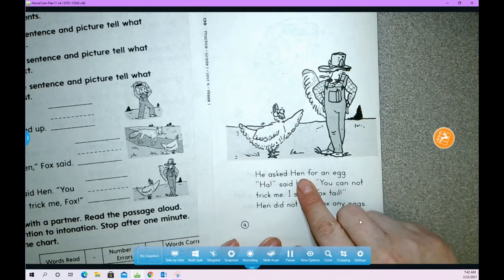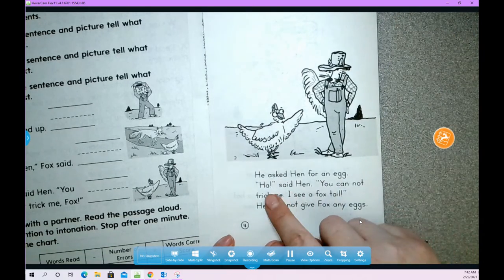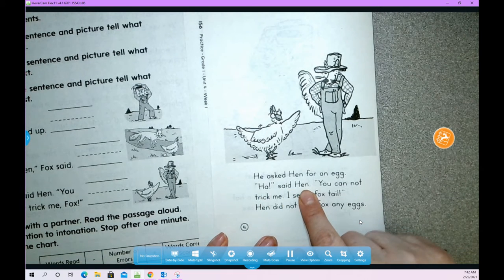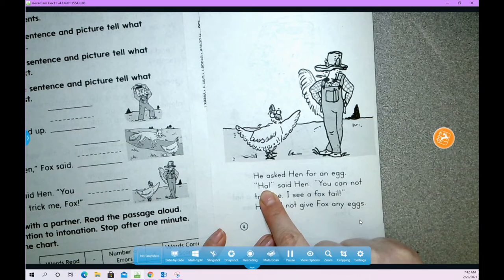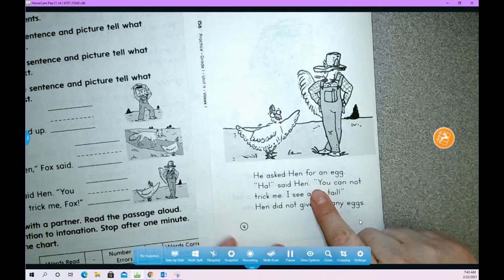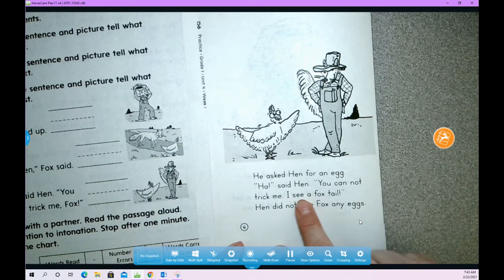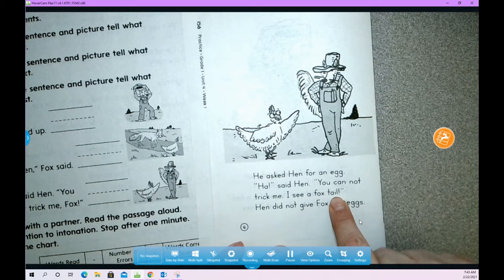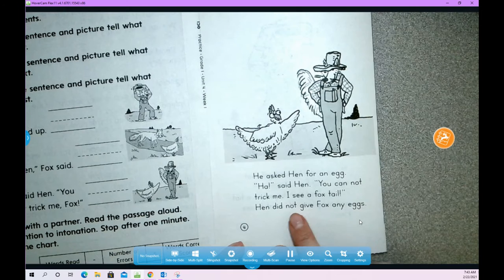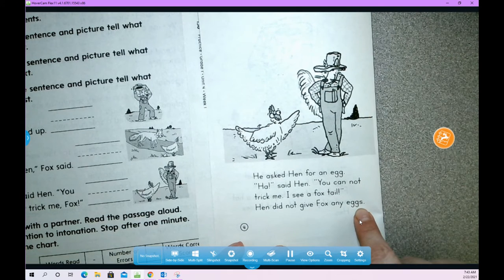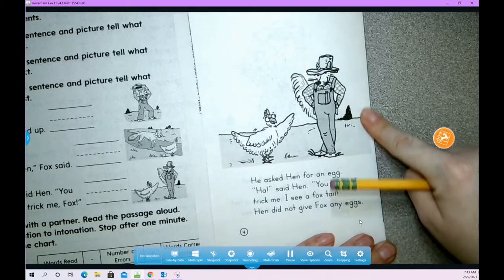He asked Hen for an egg. "Ha," said Hen. What did Hen say? She said, "Ha." So we have the parentheses. "You cannot trick me. I see a fox's tail." Hen did not give Fox any eggs. Was he able to trick her?